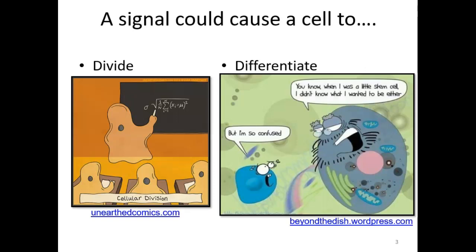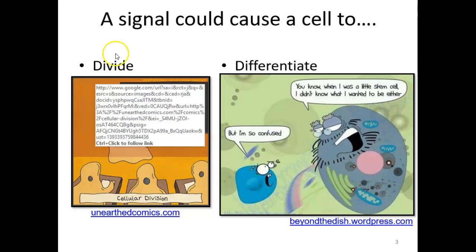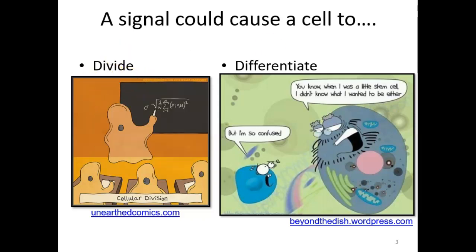Here's kind of a cartoon that shows you ways that cells could respond, meant to give you a little levity here. A signal could cause a cell to divide, and so you've got this nice cell doing division. And in the other picture, there's a mature cell saying, when I was a little stem cell, I didn't know what I wanted to be either. And the baby cell is saying, but I'm so confused. Doesn't know what he wants to differentiate into.